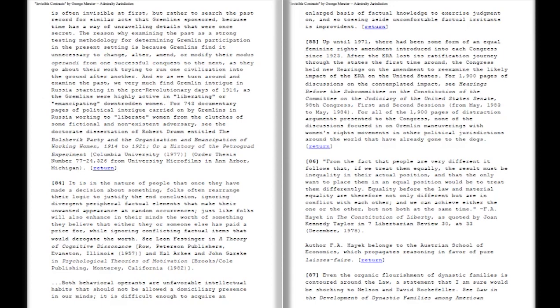Return. 87. Even the organic flourishment of dynastic families is contoured around the law, a statement that I am sure would be shocking to Nelson and David Rockefeller.